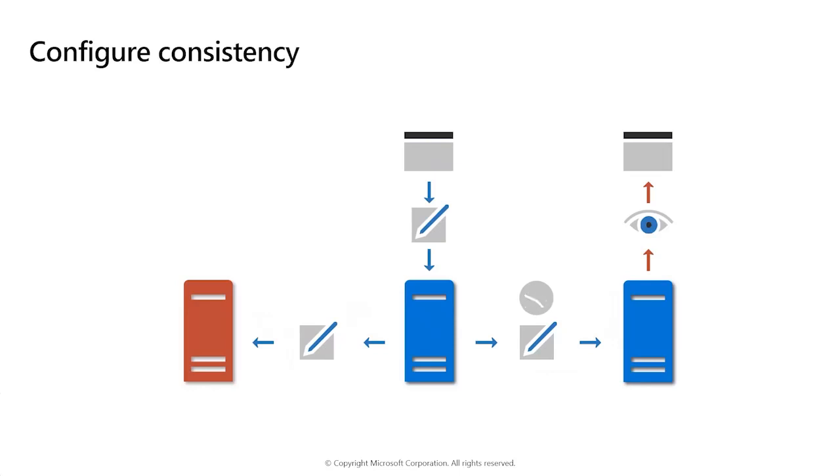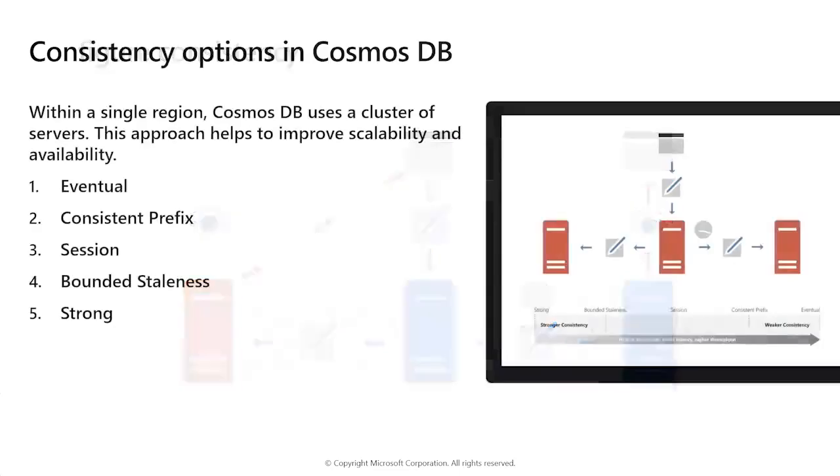Now, this issue doesn't just arise from multiple applications. Inconsistencies can occur in a single application if a write is directed towards one server in the cluster, but a subsequent read operation is performed against a different server. Now, in Azure Cosmos DB, there are a couple of options that allow you to specify how inconsistencies should be handled. And these options are eventual, consistent prefix, session, bounded staleness, and strong.